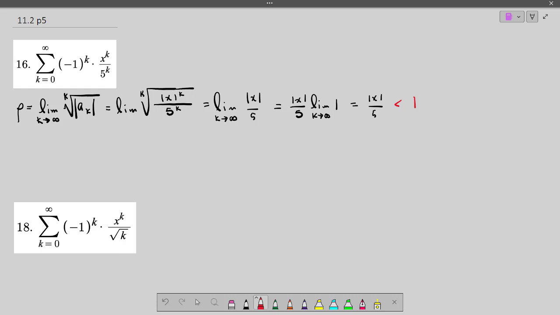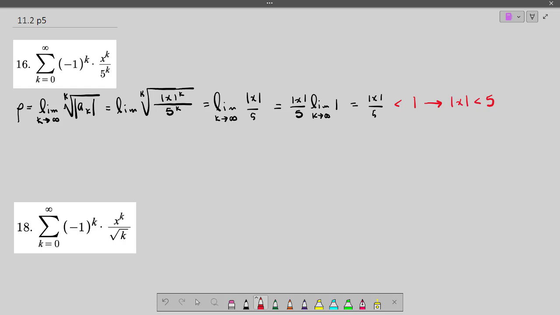If I pick x equals 10, 10 divided by 5 is 2. Okay, that means we have divergence at 10. But you can also see, oh, if we pick x equal to 1, 1/5 is less than 1, so we have convergence at 1. So this gives us a gauge on the x's that give convergence and the x's that give divergence. So we multiply both sides by 5. We have that.